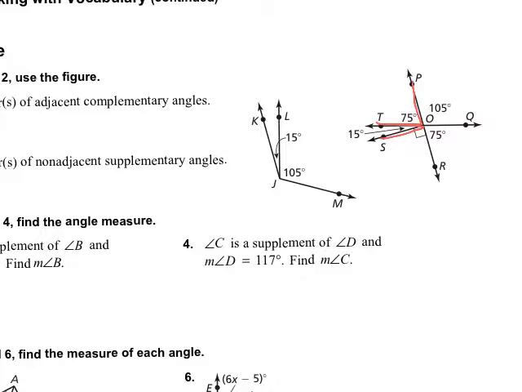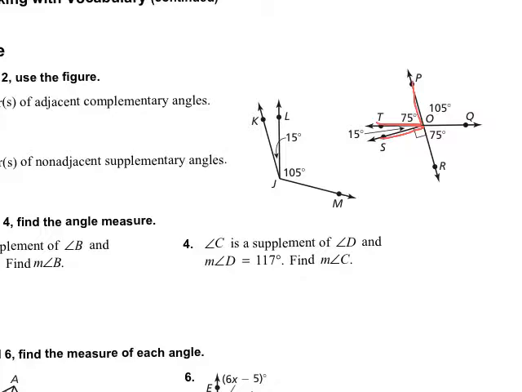Number 2 asks me for non-adjacent, so not touching, supplementary angles. Supplementary meaning they have to add up to 180, right? So I need to find 2 angles that add up to 180 that are not touching. Some of you started off by saying TOP and POQ, right? The problem with that is those are adjacent, so that wouldn't work. I would have to match TOP with this one over here, LJM. So LJM and TOP, or any flip-flop variety of those would be the non-adjacent supplementary angles, okay?